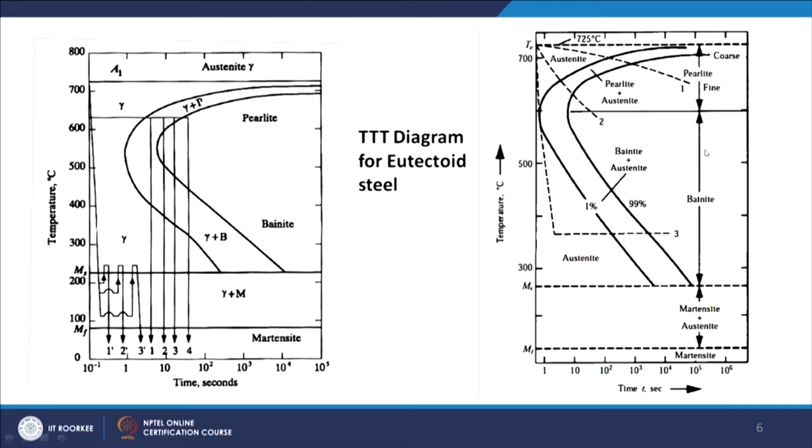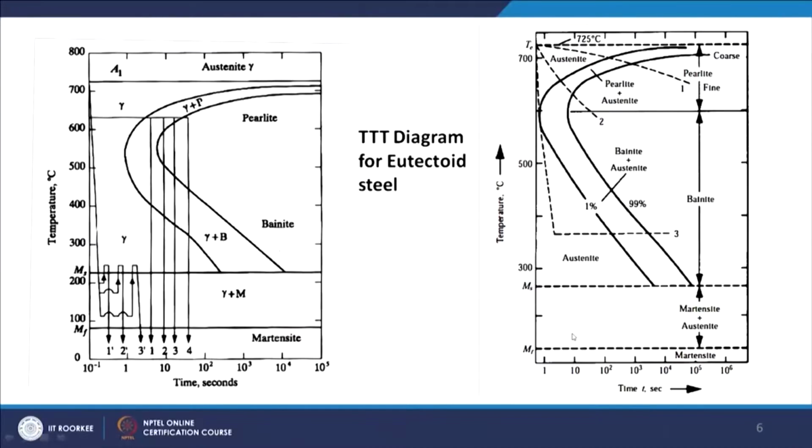So, basically you are going to have these two lines. Now, what if you are cooling from here directly to this temperature? You are going to get martensite directly. That is the critical cooling rate. If you go past below this C curve, this cooling rate is the critical cooling rate where you are going to get 100% martensite. So, that is the significance of this TTT curve.